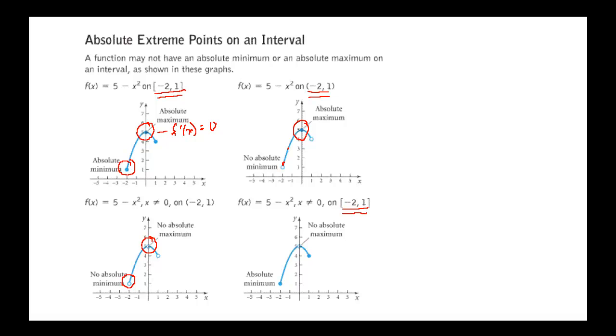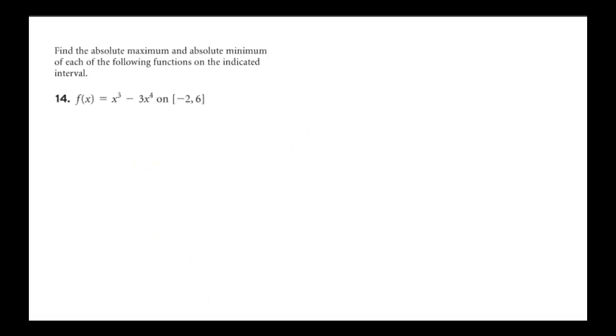And then here's where we still have a closed interval, but we still have a hole in the graph. So we still don't have an absolute maximum, but we do have an absolute minimum. So in order to have an absolute max or min, it has to be a physical point on the graph. It can't be a hole in the graph. Okay, so those are the things to keep in mind. So let's try this out.